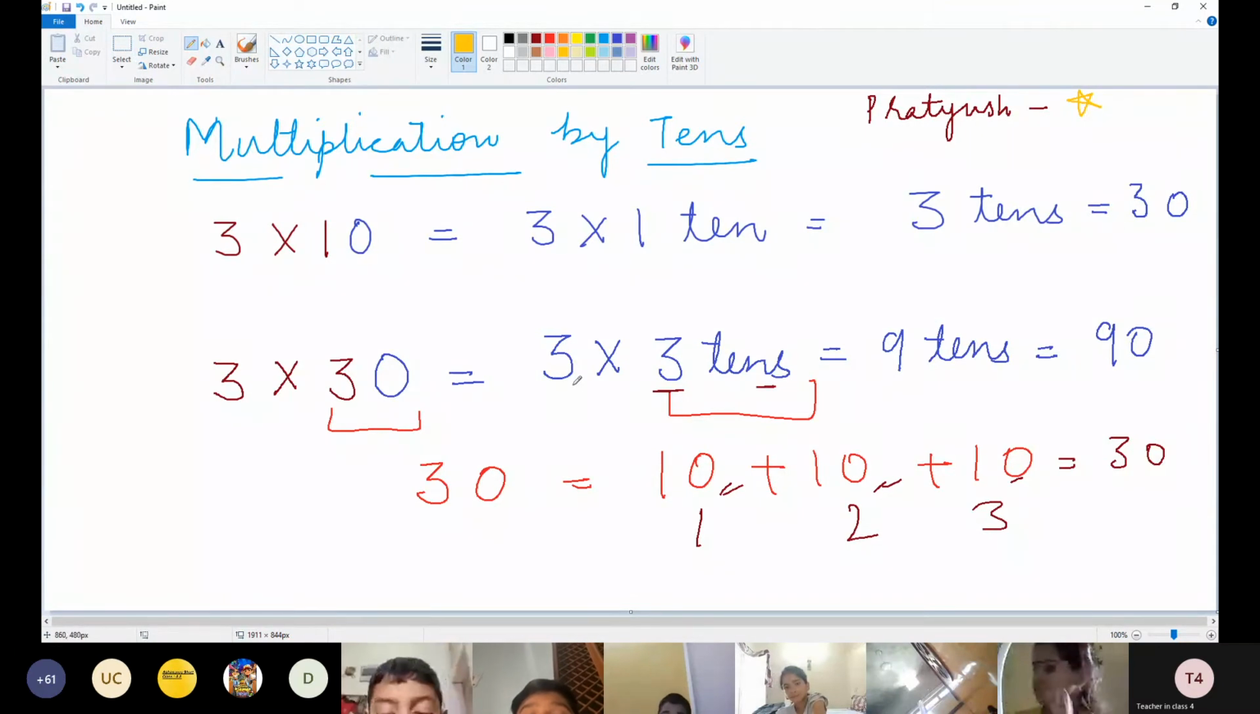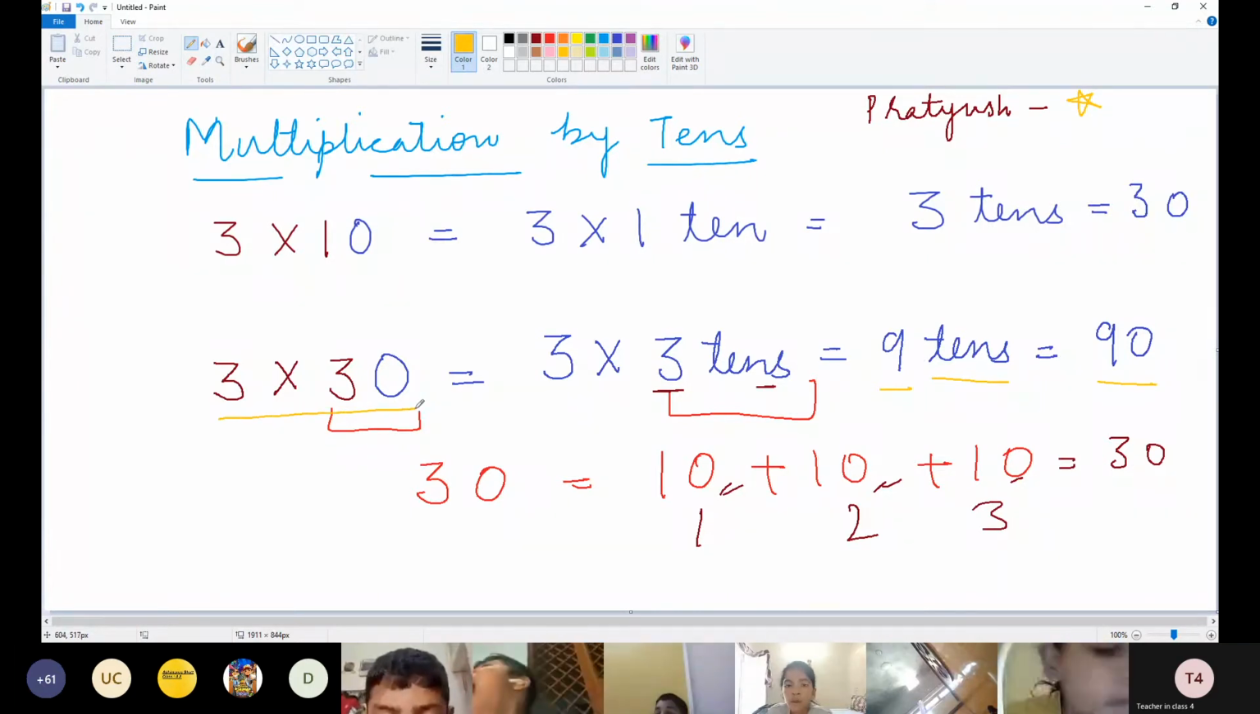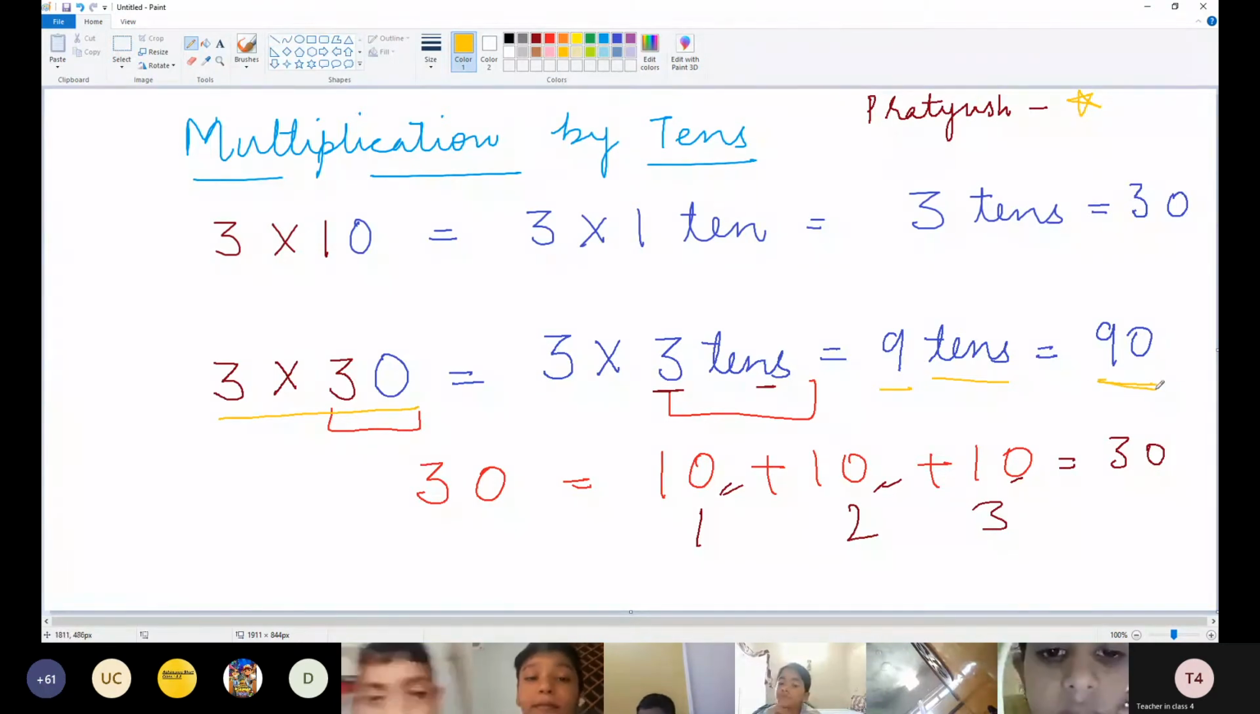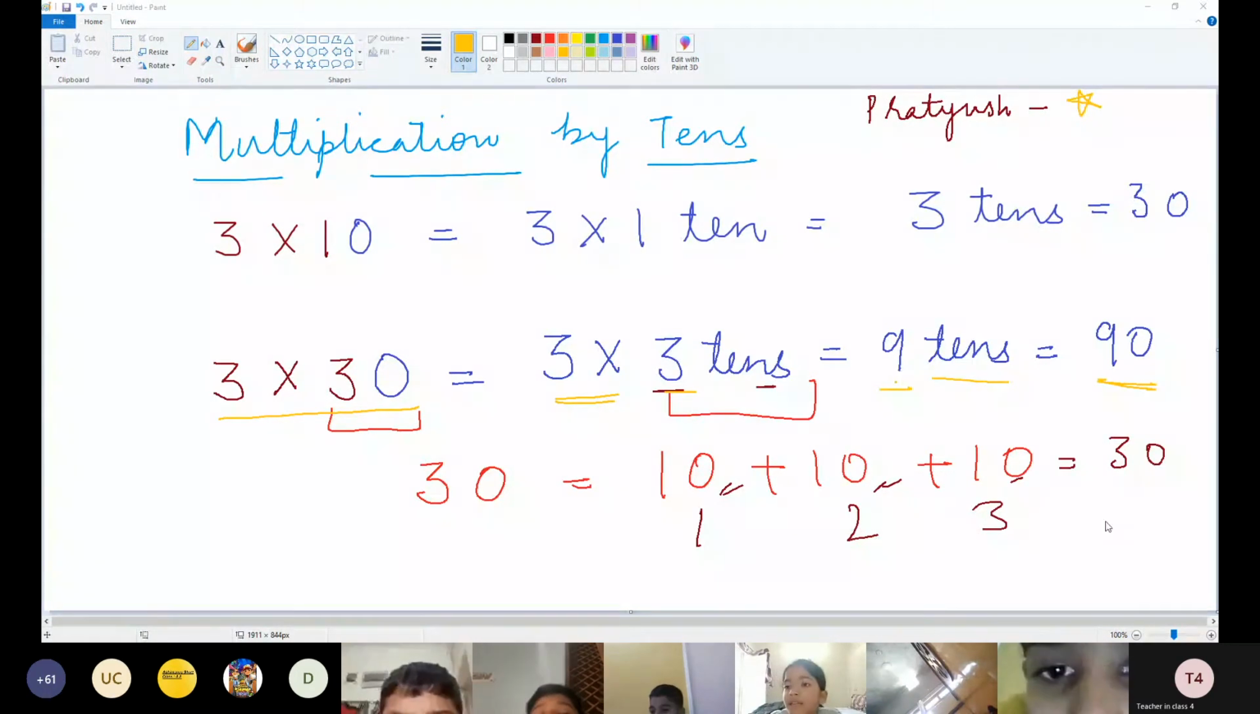So when we multiply 3 by 3, we get 9 and we have written tens. That means it's 90. Now see beta, यहाँ पे 3 और 30 multiply करते हैं, आप 3 को 30 से multiply करोगे, you get 90. Or if you do it like this, then also you will get 90. Have you understood it now? Yes, ma'am. Okay, good.